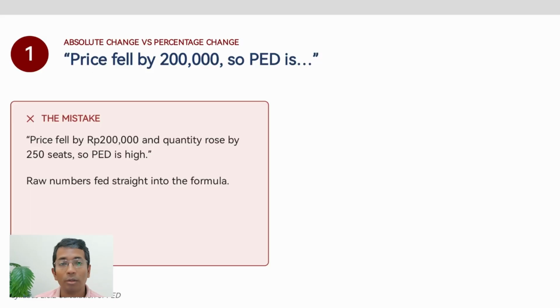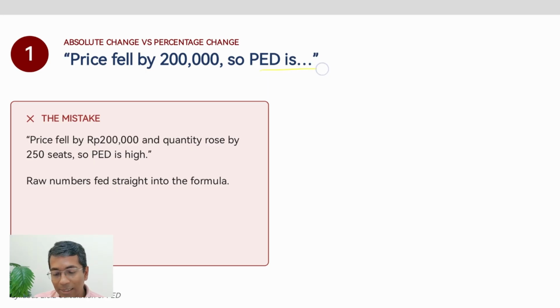The first mistake one can make while trying to understand or explain PED is this one. Look at it. Price fell by Indonesian rupiah 200,000 and quantity rose by 250 seats, so PED is high. Now this is one of the mistakes. If you know the concept very well, you will not do it, but it is important to understand that we are not looking at absolute numbers for any kind of conclusion. Price falling by a big number or quantity changing by a big or small number is not going to tell us whether PED is high or low.